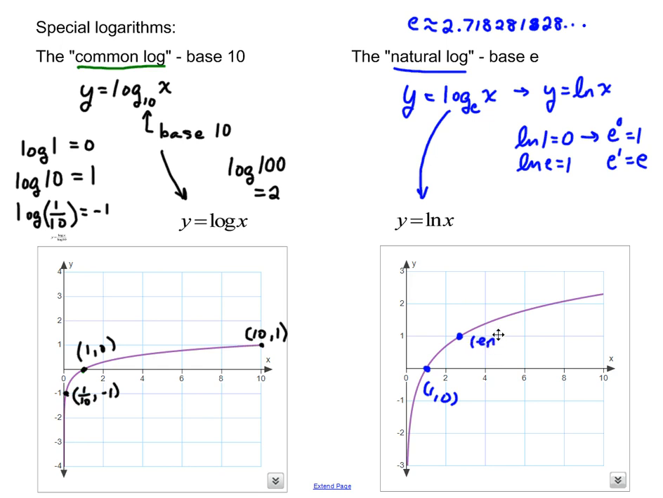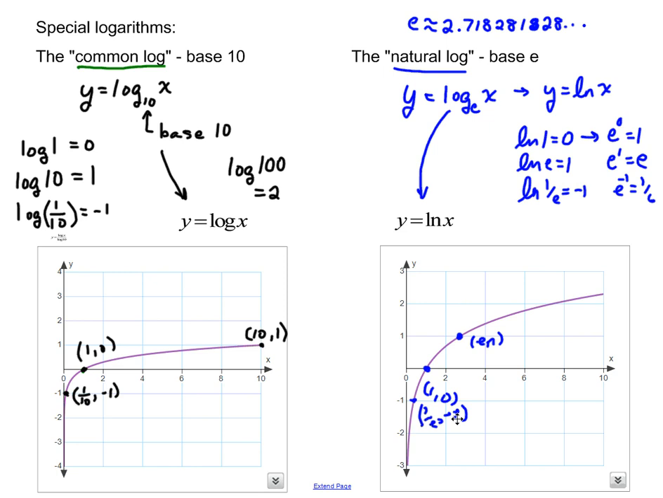And of course, in a very similar fashion to our last graph, if we had a fraction, 1 over e, slightly less than a third, we would get -1, because e to the negative first is 1 over e. And so this is the kind of graph that passes through the point right here, across the x-axis. This would be the point (1/e, -1).